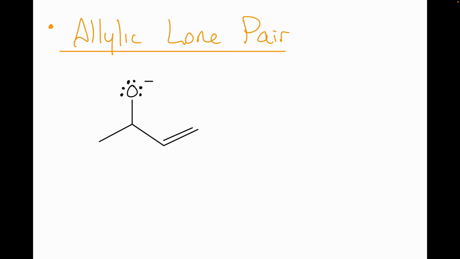All right. So my allylic lone pair, my lone pair here can move into the p orbital of this pi bond, but I'm actually not allowed to stop there. All right. What would happen if I stopped there? How do I know that that's wrong? Let's draw it out.